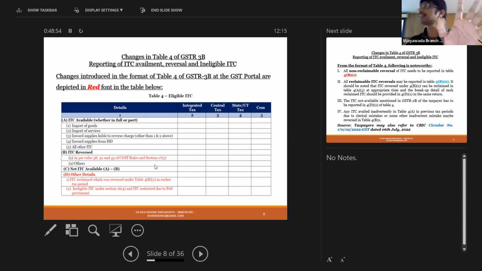Assuming the timing difference doesn't happen, no issue. See, for all blocked credits, you don't worry, timing difference doesn't happen. Generally, ask your dealers not to buy cars at the end of the month.